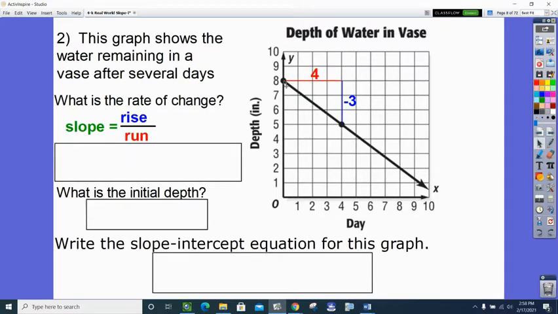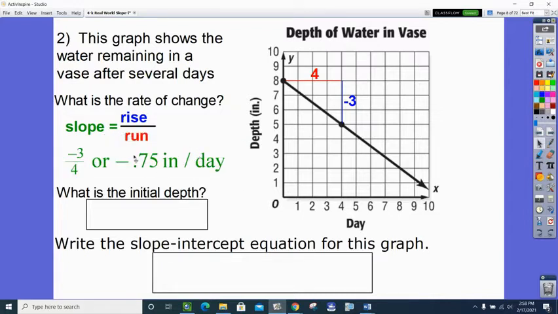So you should have seen that you are dropping 1, dropping 2, dropping 3. I wrote it over here just because the numbers were kind of in the way, but you're dropping 3, and then you're running 1, 2, 3, 4. So you're going down 3 over 4. That means you're going down 3 inches every 4 days. To get a unit rate, you would take the -3 divided by 4 in your calculator, and then basically the water in the vase is dropping 0.75 inches, 3/4 of an inch every day.